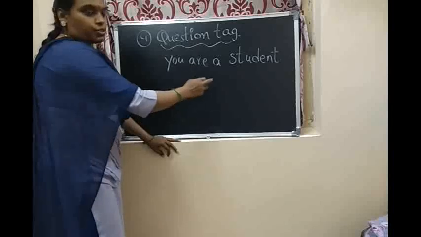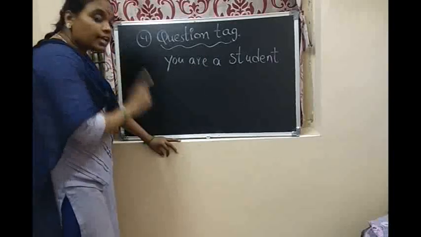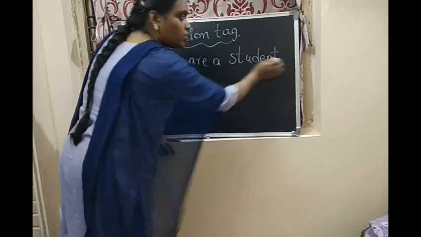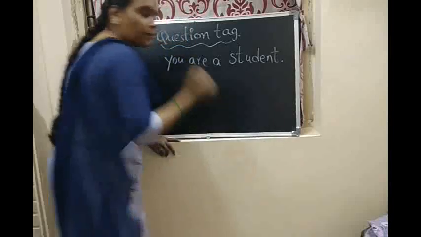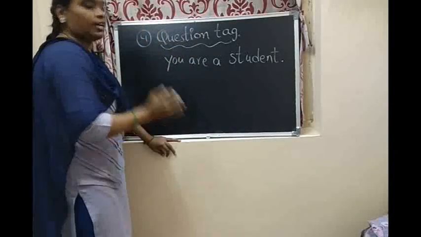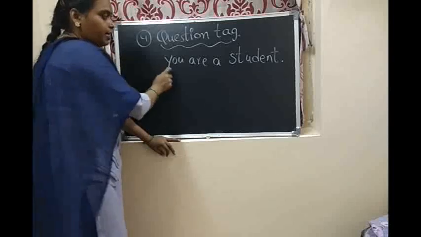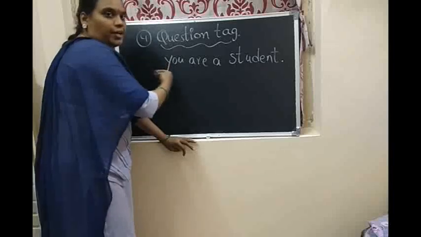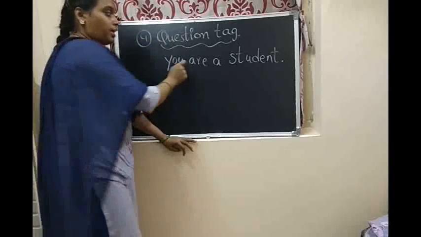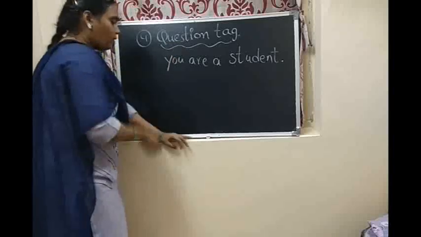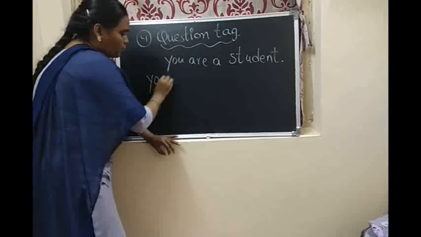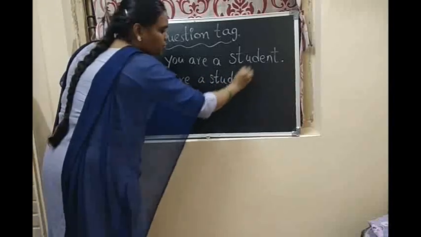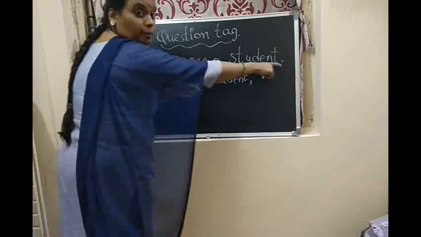You are a student. This is a statement. A statement ends with a full stop. Is it clear? Punctuation, no? Full stop. Now, coming to changing it into a question tag. How do you write it? Here the condition is, whenever you change a statement into a question tag, you have to write the statement also. Like this: you are a student, comma. A statement means full stop.